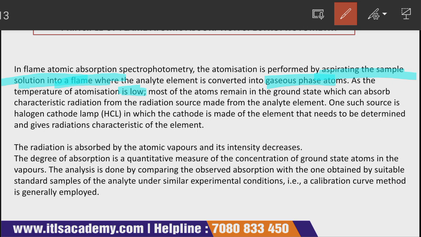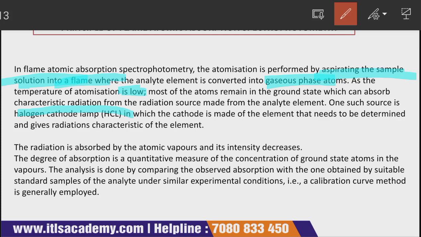So what is the radiation source? The radiation source is the hollow cathode lamp, that is HCL, in which the cathode is made of the element that needs to be determined and gives radiation characteristic of the element. Simple. Now the radiation which is absorbed by the atomic vapors, its intensity decreases, since the radiation gets absorbed by the atomic vapors.